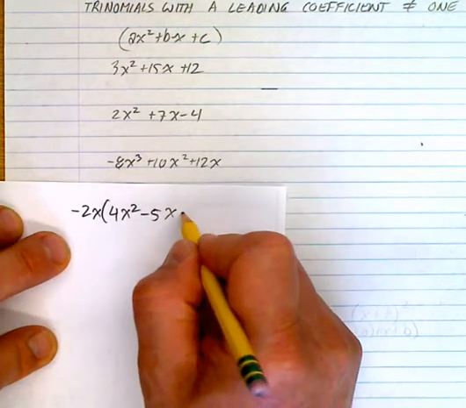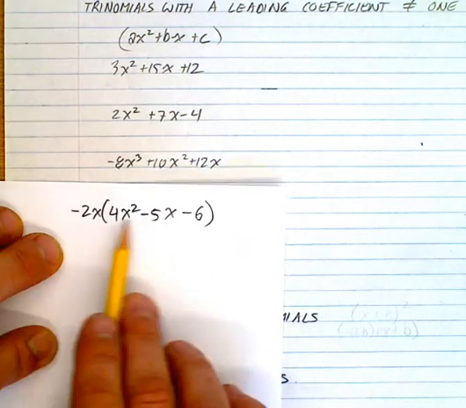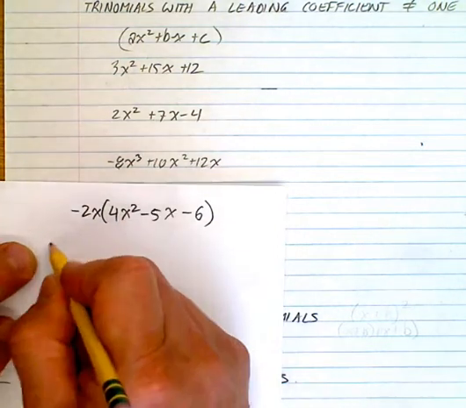Threw me off a little bit. Minus 6. Let me just make sure. Plus 10x squared. Okay, good. So now minus 2x.